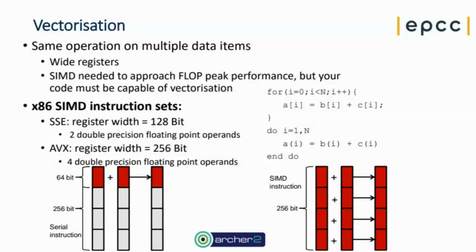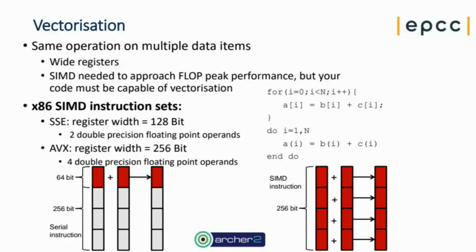Okay, so a little bit more detail about how this works. When we're doing vector instructions, we're doing the same arithmetic operation or same memory operation, loads or stores, on multiple data items. So this requires special hardware support in terms of wide registers. The chip generally has vector registers, which can hold multiple values. And on modern hardware, if you're not generating SIMD instructions, then you won't be able to approach the peak floating point performance. There's a factor of 4 or 8 in the peak floating point performance of the chip that comes from using vectors.